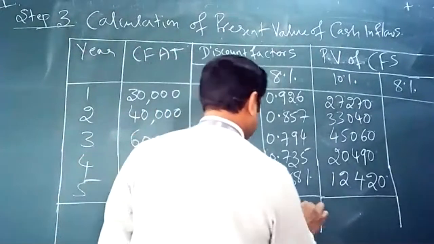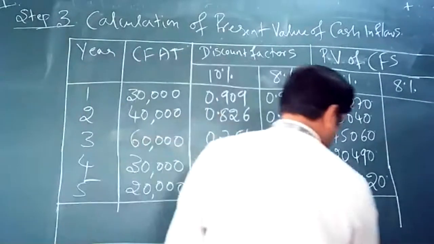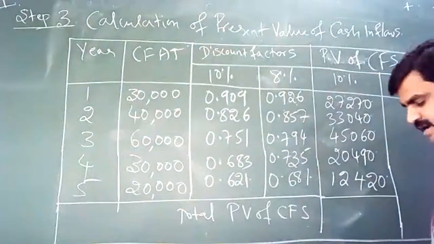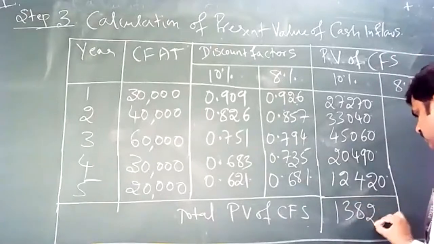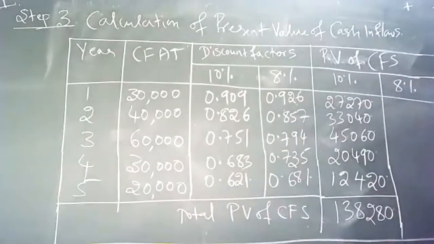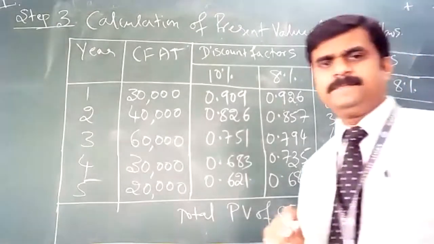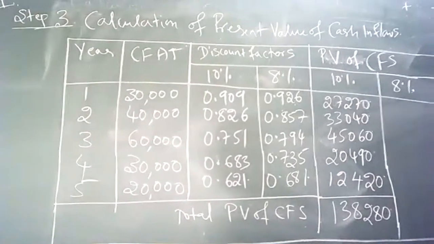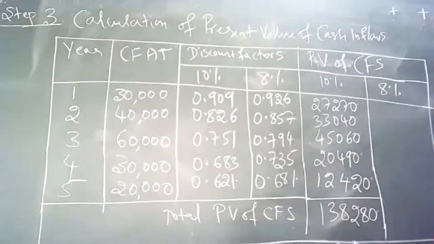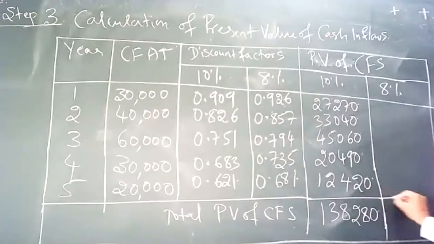Total 1,38,280. How have you got this answer? Anybody is getting a different answer? No? Now we will calculate for 8%.